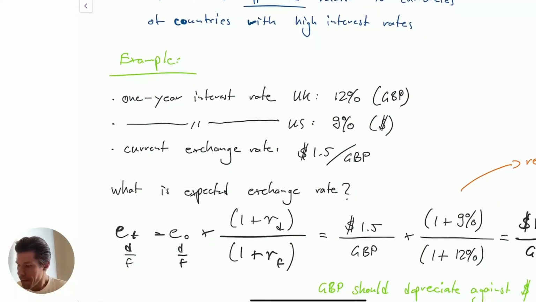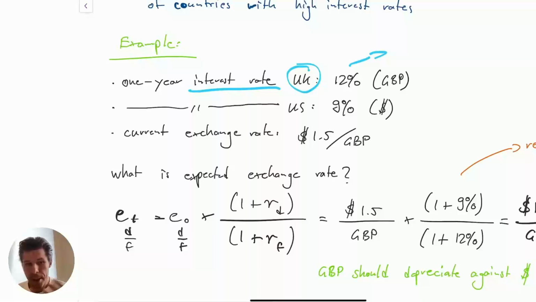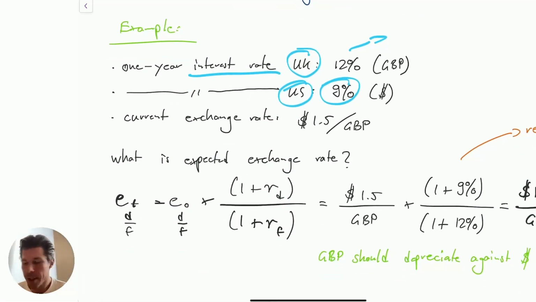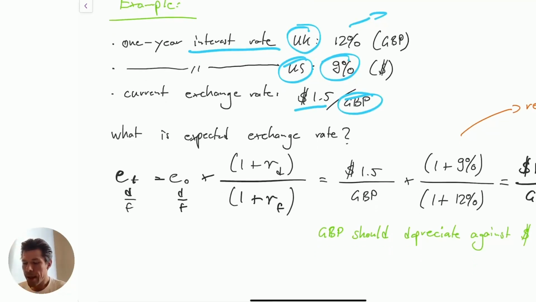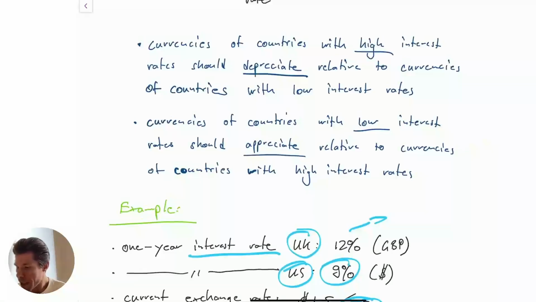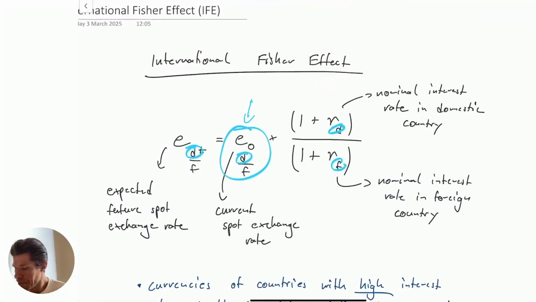We have the UK, and I use this example in another video because the formulas for uncovered interest rate parity are quite similar. The one-year nominal interest rate in the UK is 12% in pounds, and the nominal interest rate in the US is 9% in US dollars. Let's assume the current exchange rate is 1.5 dollars per 1 pound. We are concerned with understanding what the future expected exchange rate is between those countries. Then we use the formula for the international Fisher effect, which you see here.